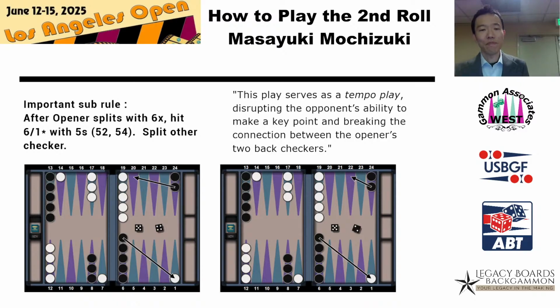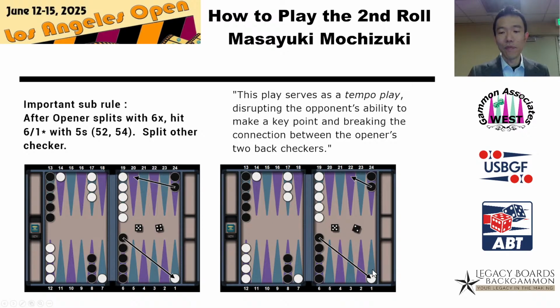One of the rules, you probably well known, but after he rolled 6-2, 6-3, 6-4, and you roll 5-4 or 5-2, you got a hit with a 5, then you should split with the other one. This play serves as a tempo play because he has many builders, so you want to stop him from doing harm. Okay, so disrupting your opponent's ability to make a key point and breaking the communication.